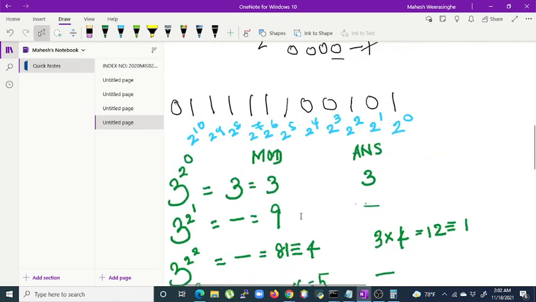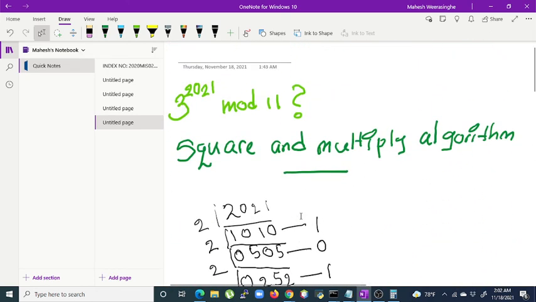I think you got some kind of idea about this square and multiply algorithm. If you have any questions regarding my teaching and the theories that I have taught here, just put a comment. I can post another video clarifying those issues. I think you have got some idea about how to solve this type of problem using this square and multiply algorithm.